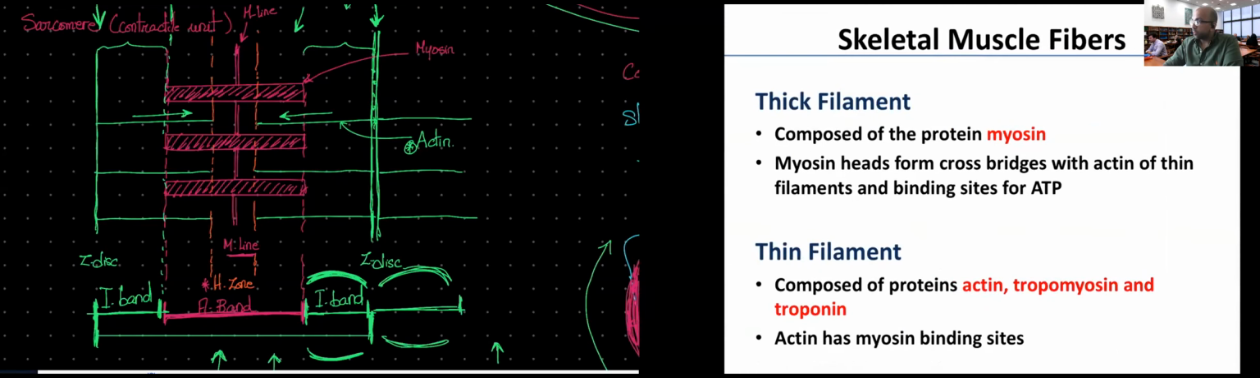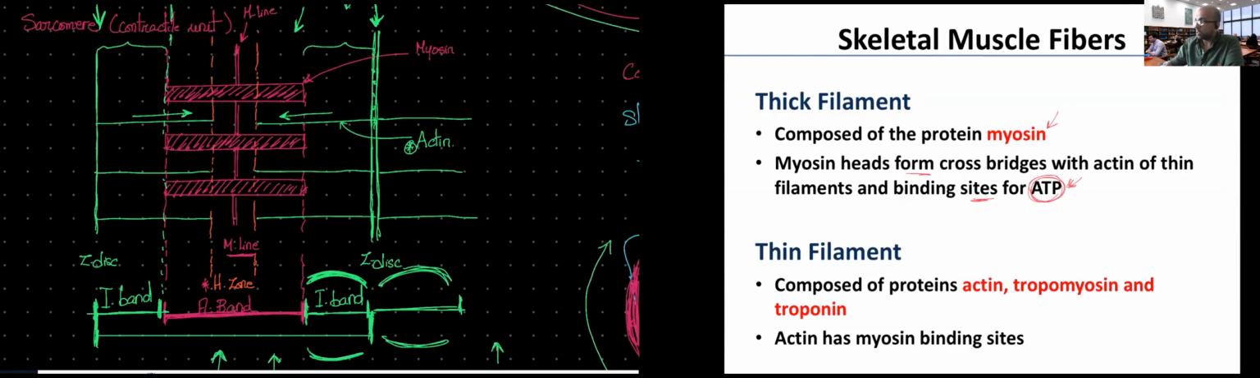Thick filaments are composed of protein subunits called myosin. The myosin heads form the cross bridges with the actin of the thin filaments, and they have binding sites for ATP. Remember, muscle contraction requires a lot of energy to take place. So in order for me to form the cross bridge, I need to hydrolyze ATP. I need to break down ATP to release the energy needed to form this cross bridge.